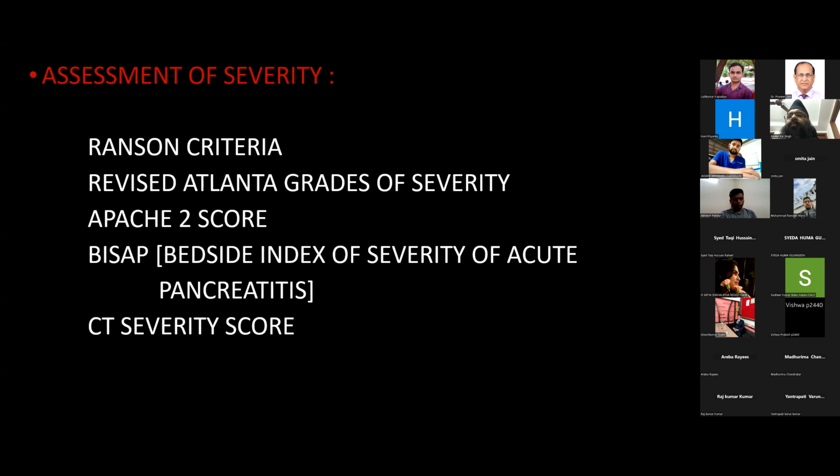Assessment of severity is very important to detect high-risk patients, because the clinical course after an episode of acute pancreatitis is quite variable, and it is of utmost importance to detect high-risk patients who will progress to severe necrotizing pancreatitis in an effort to improve their outcomes. For this assessment of severity, we have multiple scoring systems. There are Ranson's criteria, revised Atlanta criteria, APACHE II score, BISHOP score, and CT severity score, which we discussed before. First of all, coming to Ranson's criteria.